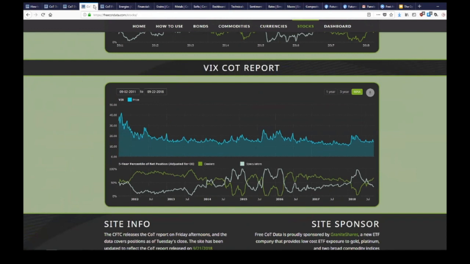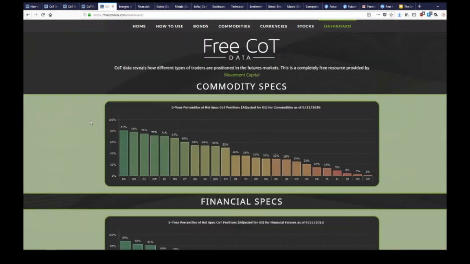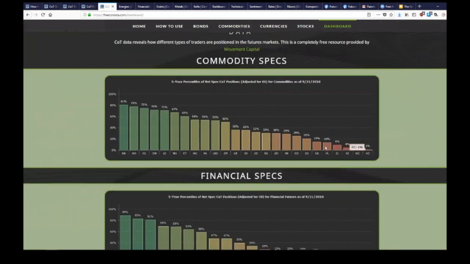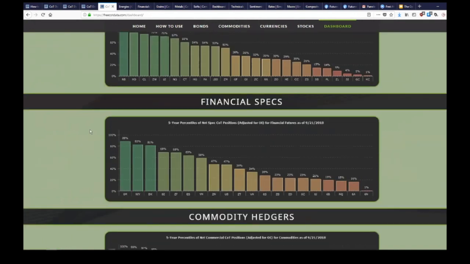So overall, with positioning, coffee, sugar, silver, and gold are really consensus spec shorts. There are no real longs, as in there aren't a lot of contracts where commodity specs are very bullish. In financial futures, it's dominated by spec short in Kiwi dollar. And what's new in that is that both the pound and Aussie dollar speculators have significantly increased their short positions in those two currencies over the past couple of weeks.